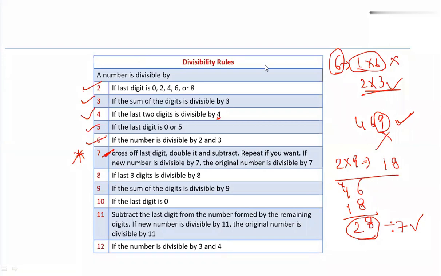What is the process? However many digits the number has, cross off the last digit and double it. Whatever value you get, you have to subtract from the remaining number. So we have to get a proper value. For the divisibility rule of 7, you can repeat the process and try to understand whether the same is applicable or not. That is the divisibility rule of 7.